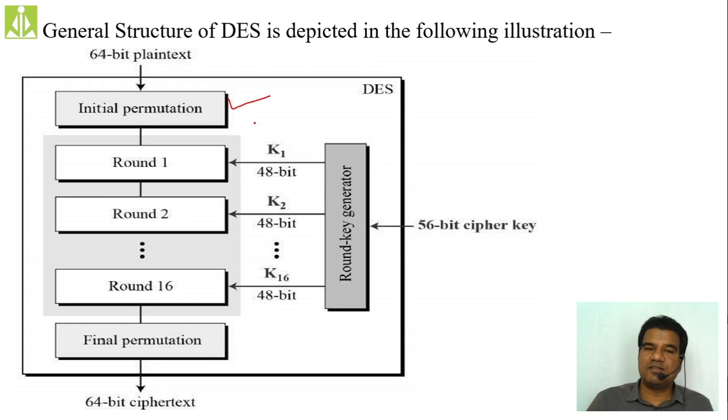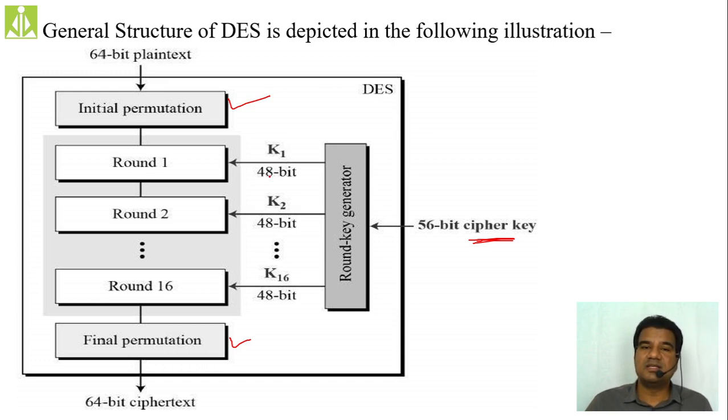This permutation is different: the initial permutation and final permutation are different. In each round we are going to apply F. And as you can see, the 56-bit cipher key we have selected, we give to the round key generator. So what will this round key generator do? It will generate the round key at each round level. When you are applying the first round, it will give the first round key. It will give the second round key to the second round. Likewise, it will give the 16th round key to the 16th round.